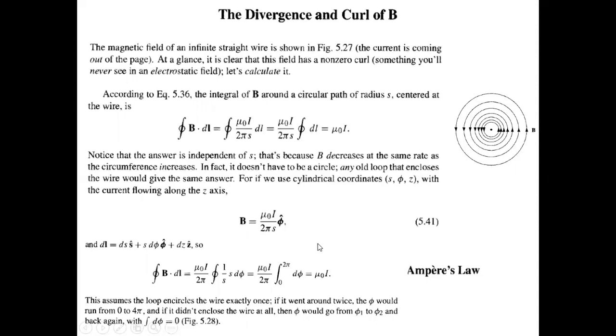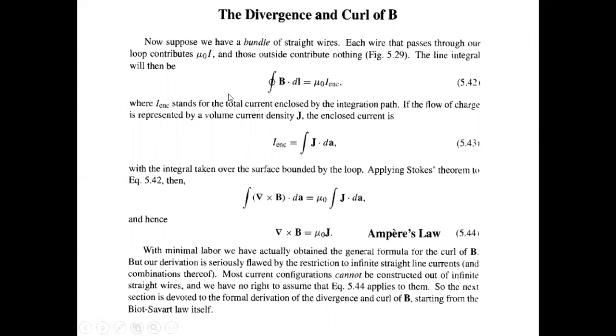This is also valid, as mentioned in the last class, even if you consider cylindrical coordinates. So this equation is basically Ampere's law. A more generalized version of this is something like this, where I is I enclosed. If we have a bundle of straight wires, each wire that passes through our loop contributes mu 0 I, while those outside really don't contribute. So I enclosed stands for the total current enclosed by the integration path.